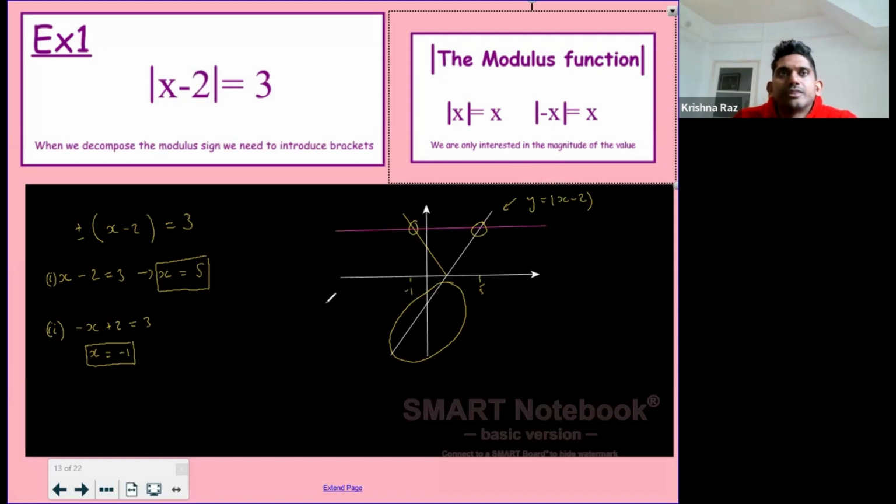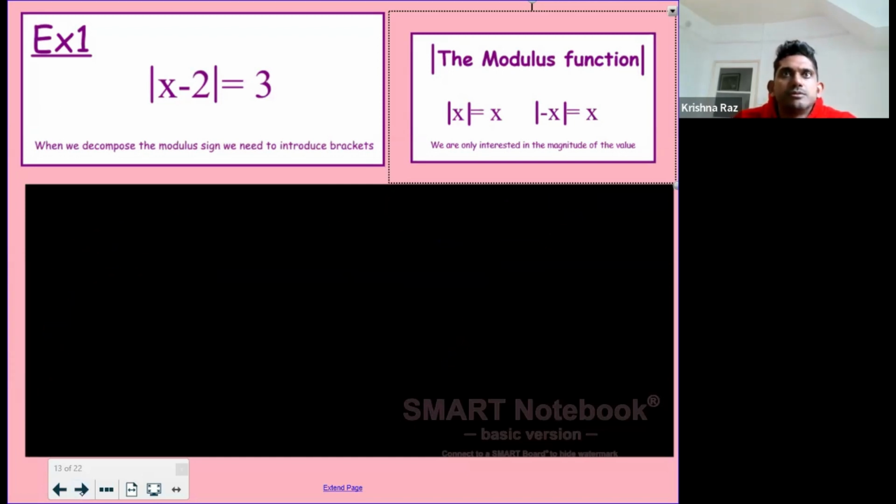So when we're drawing the modulus of a graph, we reflect the part that goes beneath the x-axis through the x-axis. Let's have a look at another one.